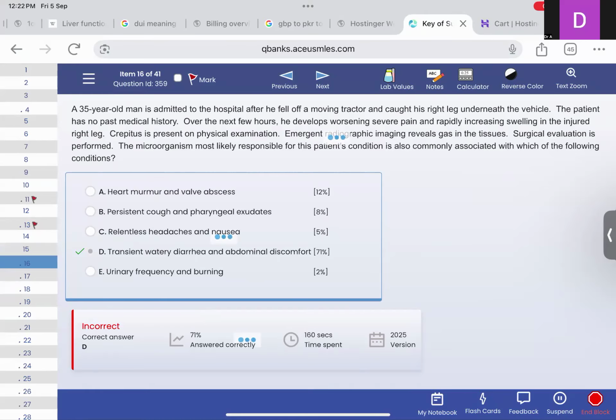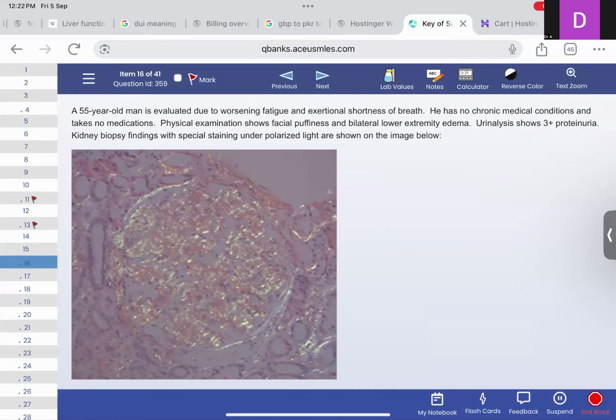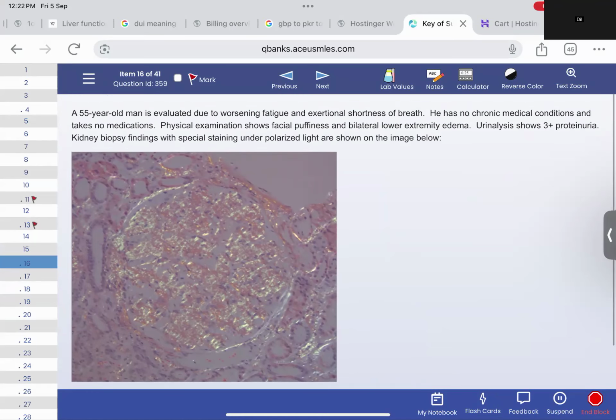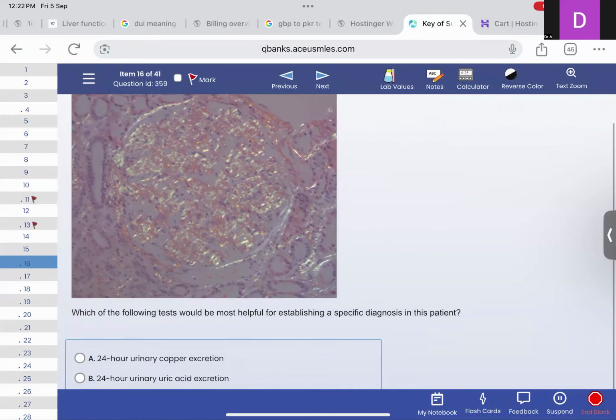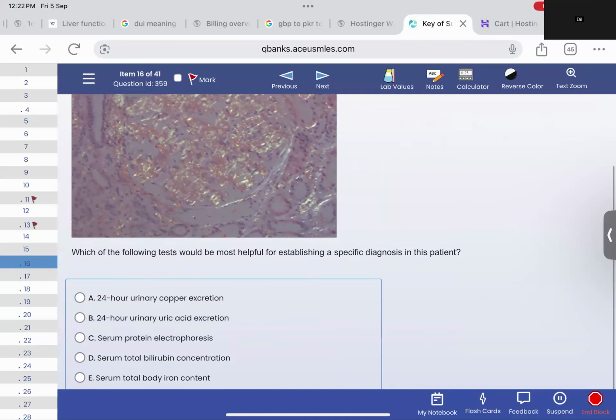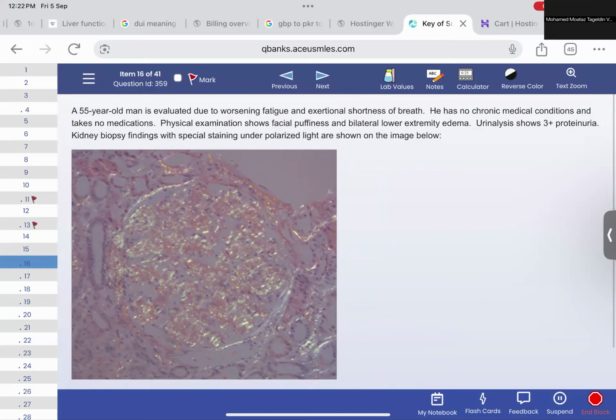Now we have the next question. What is this? This is red-green birefringence. Great. So what's the condition? It's amyloidosis. So should we read the question or just jump to the options? You can jump to the other question. Yeah, so it's easy. So I will read it for you.